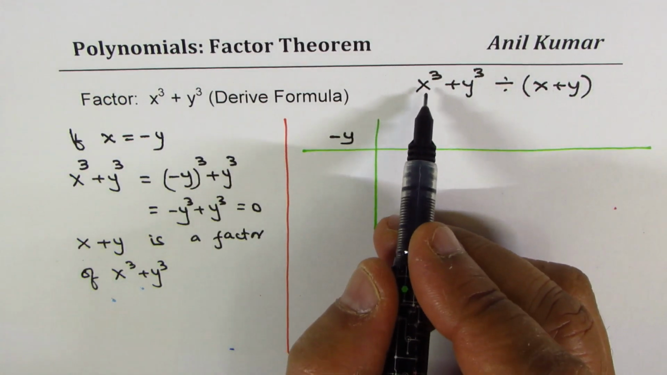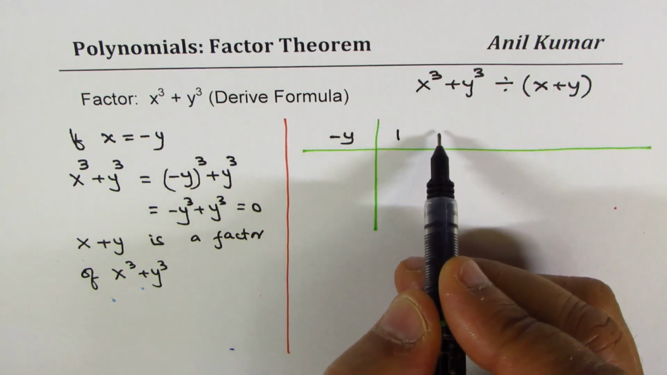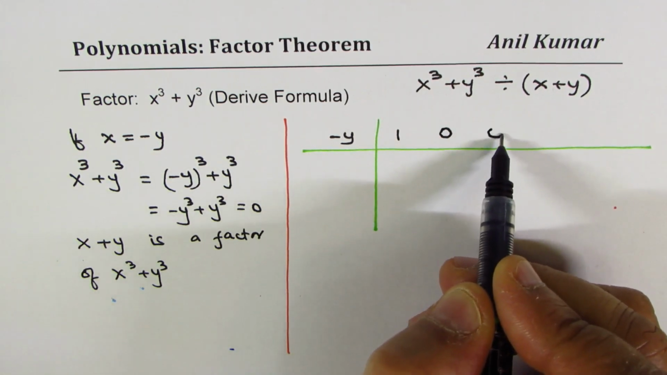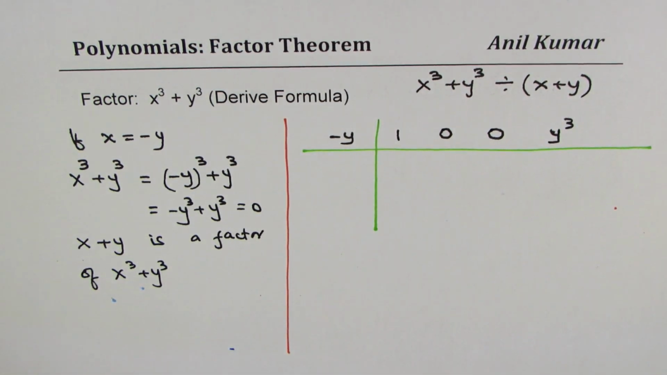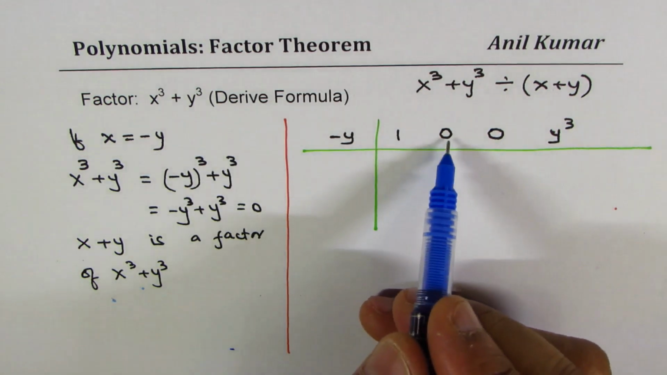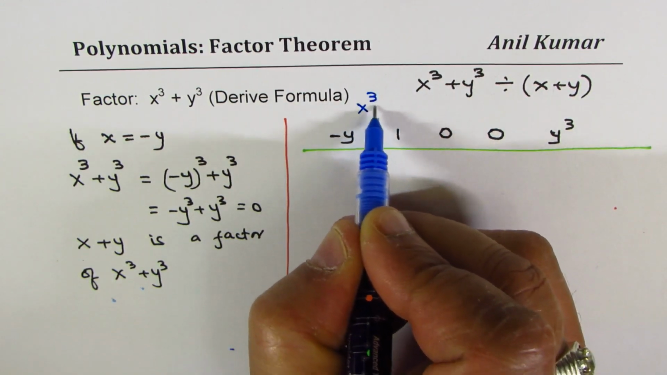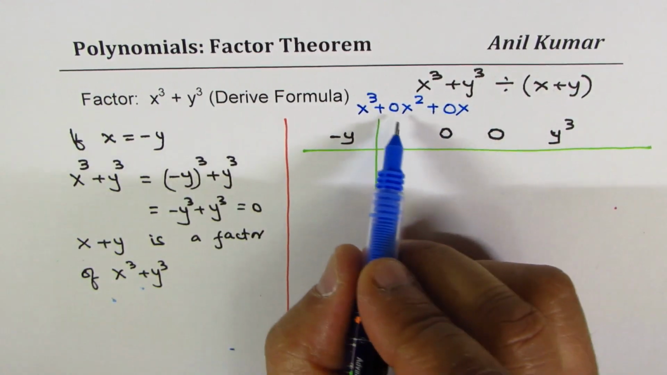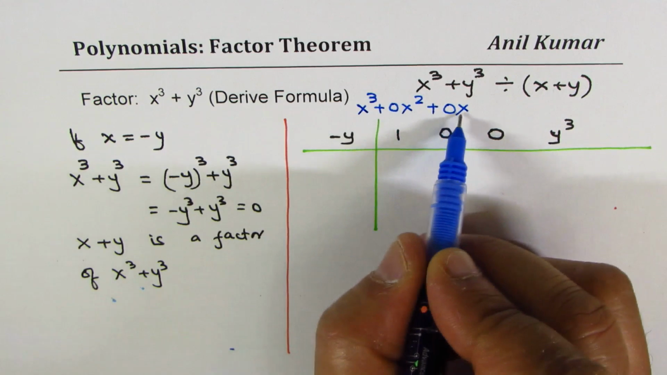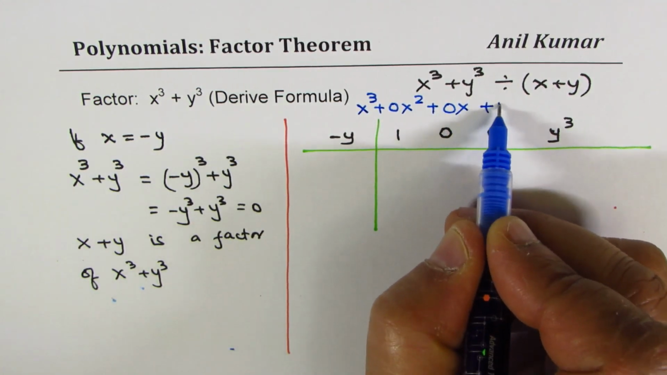Here, let's put the placeholders for the missing terms. 1 is the coefficient here. Then we have 0 for x squared, 0 for x, and then we have y cubed. Now some of you may be getting confused why I put 2 zeros in between. The reason for these 2 zeros is we are writing this as x cubed plus 0x squared plus 0x. I have to position these two properly to do proper synthetic division, right? And the constant term y cubed.